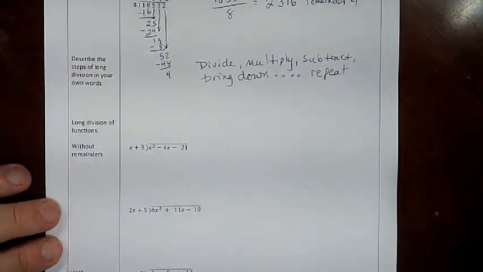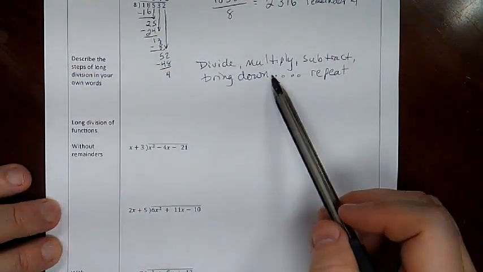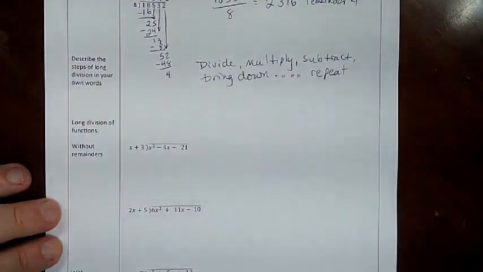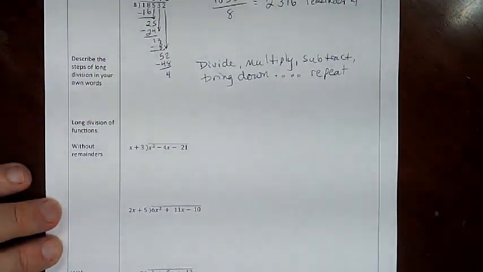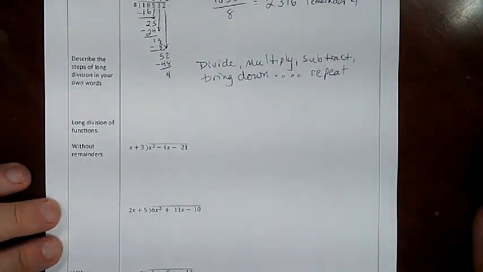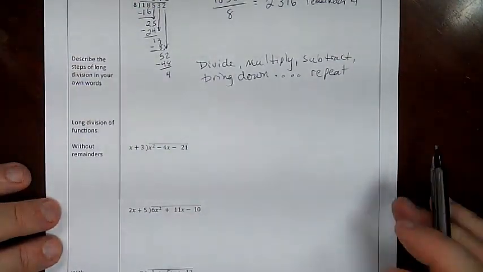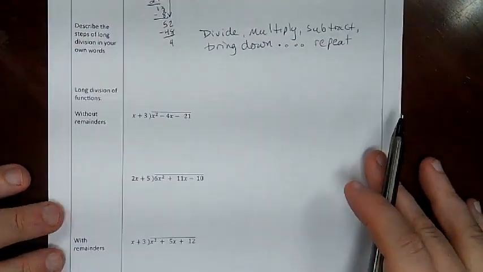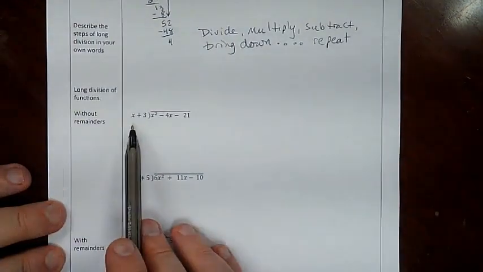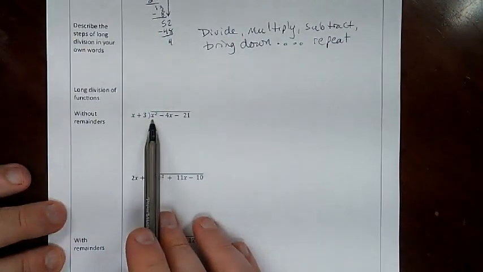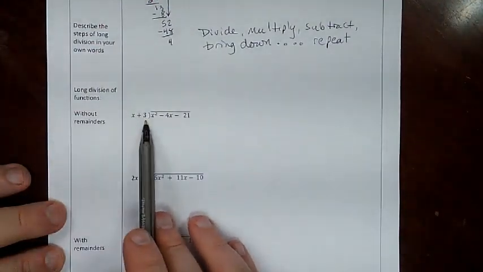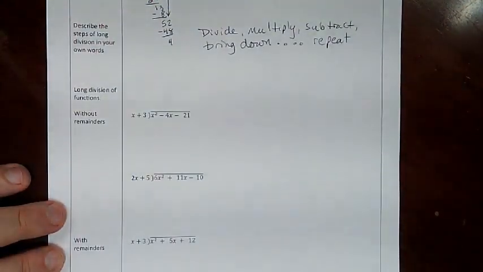You may have written something that included the words divide, multiply, subtract, bring down, repeat, because we repeat the process over and over. So we want to take this same concept and bring it into polynomials. So you will see here, I'm going to start with some answers that do not have remainders. So I want to divide this polynomial, x squared minus 4x minus 21, by the binomial x plus 3.